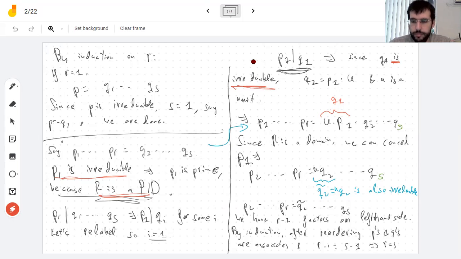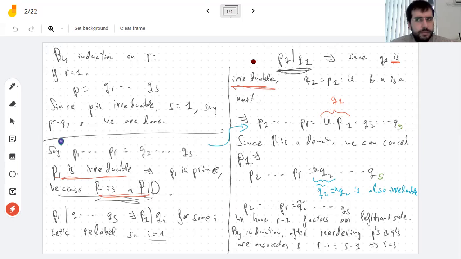Yeah, sorry, could you run through that again? Yes. Okay, so we do it by induction. We're supposed to show that if two products of irreducibles are equal, then there's the same number of things on each side, and they're equal up to a unit. They're associates. So we do it by induction on how many things there are.